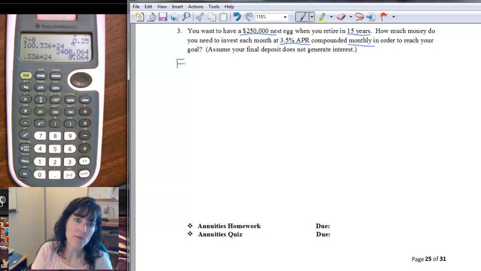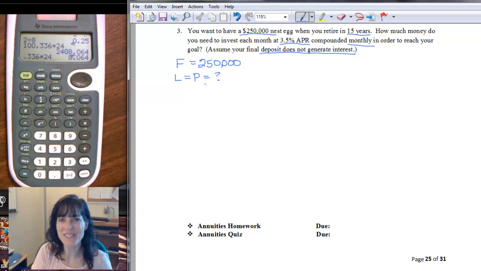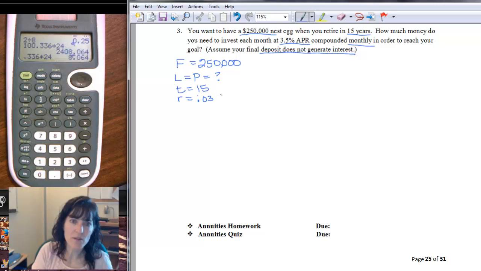So I think my big F is going to be the 250,000, and it says my final deposit does not generate interest, so my L is just going to be my P, which is the part I don't know this time. And my time is 15 years. My rate is 3.5%, so 0.035. And my N is 12 for monthly. And then I just need to calculate my capital T and my little p.